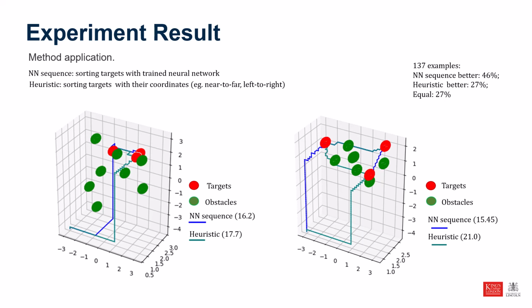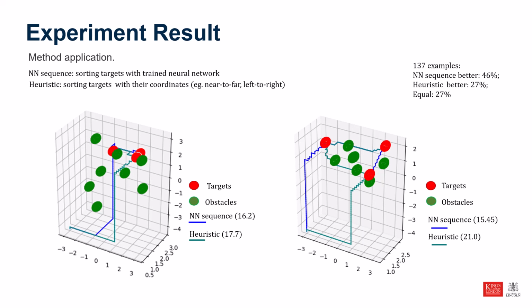We also tested the sorting method on a small number of examples. Here we used A* for path planning. A heuristic method like sorting from near to far, and our neural network sequence sorting method, are both applied to target sorting and then compared. They are tested on 137 groups of data following the distribution of our strawberry fruit model.